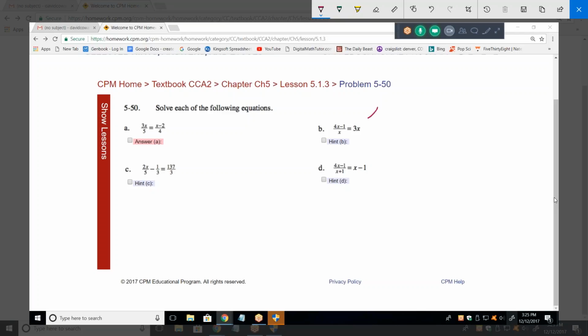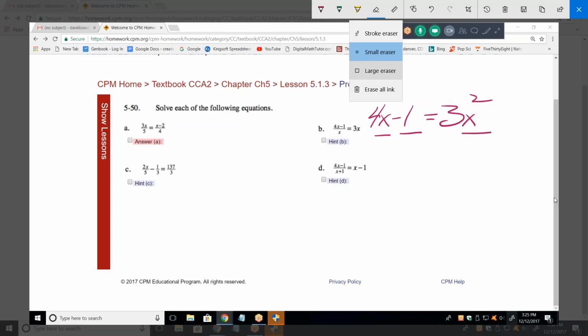So 4x minus 1 is equal to 3x squared. Now what? Do you have to get rid of the x squared? No. Learn to recognize a quadratic. A standard quadratic has an x squared term, an x term, and a number. Whenever all three of those are there, you have to solve it as a quadratic, which means putting everything on one side, leaving 0 on the other, and then factoring.